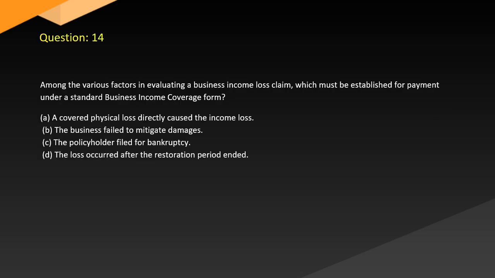Question 14. Among the various factors in evaluating a business income loss claim, which must be established for payment under a standard business income coverage form? A. A covered physical loss directly caused the income loss. B. The business failed to mitigate damages. C. The policyholder filed for bankruptcy. D. The loss occurred after the restoration period ended.